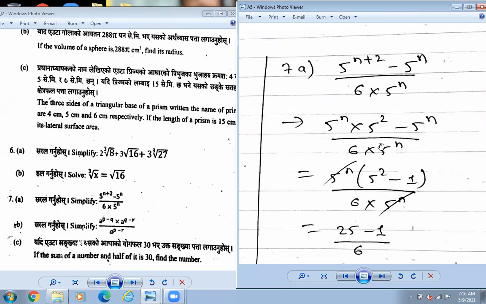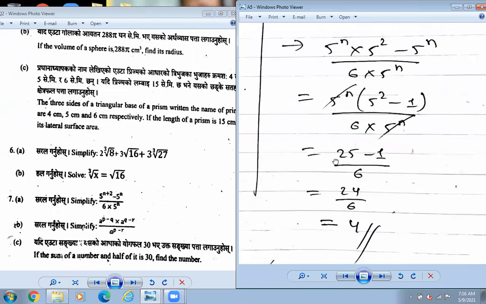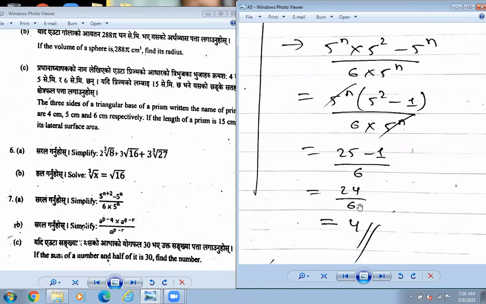यो टाइपको क्वेसन के गर्नु पर्थ्यो, माइनस साइन प्लस साइन छ भने त्यसमा कमन लिनु पर्थ्यो. Okay, so 5 power n they are common. What is left: 5 square is left, minus 1 is left, divided by 6 into 5 power n. Let us not use any common over here. So 5 power n will be cancelled. So 5 square is 25, minus 1, divided by 6. 25 minus 1 भनेको 24, divided by 6. 24 divided by 6 is how much? It becomes 4. Okay, so in this way we are going to solve this number.